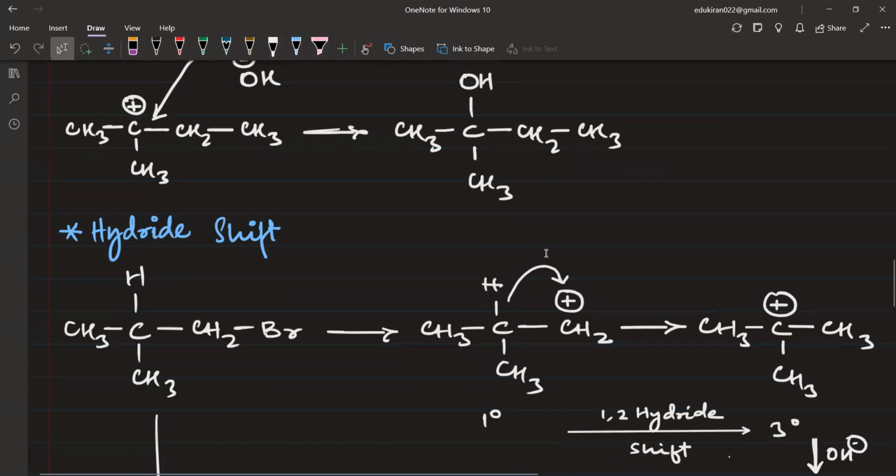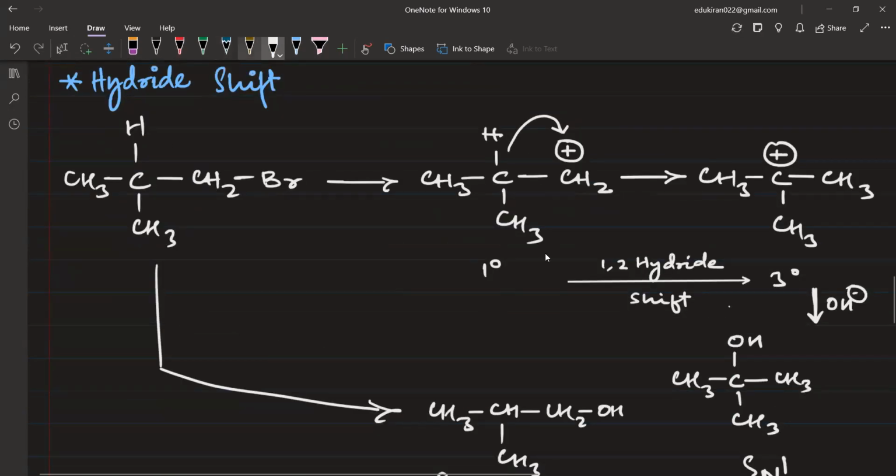Look here. This is my carbocation. The carbon adjacent to the carbocation is connected to 1, 2, and 3 carbon atoms. That means it is 3 degree. When this kind of case happens, then we are having a hydride shift. Then we are having a hydride shift.